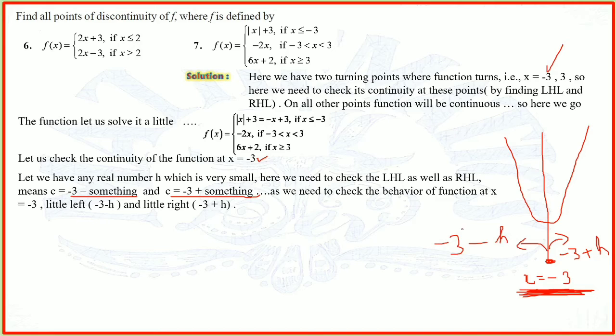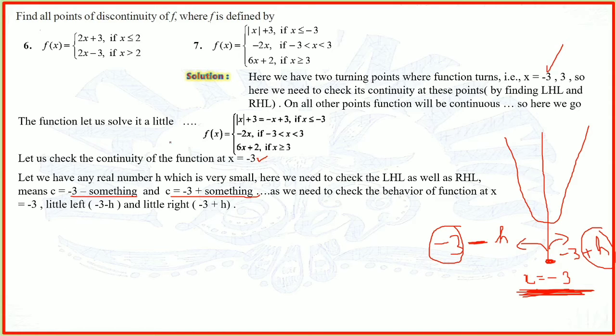We need not worry about whether this number is negative or positive. For left we will be putting minus h, for right we will be putting plus h. That is our aim. If it is 0, 0 minus h, 0 plus h. If it is 100, 100 minus h, 100 plus h. If it is minus 1 lakh, we will be putting minus 1 lakh minus h and minus 1 lakh plus h. I hope it is clear.